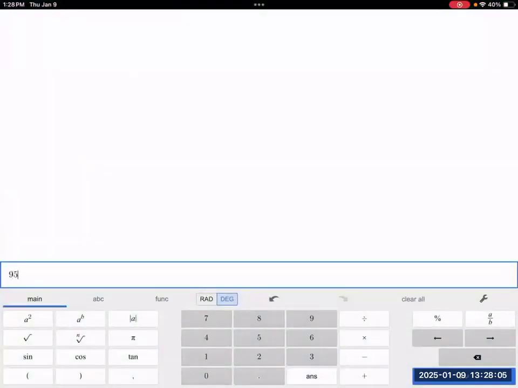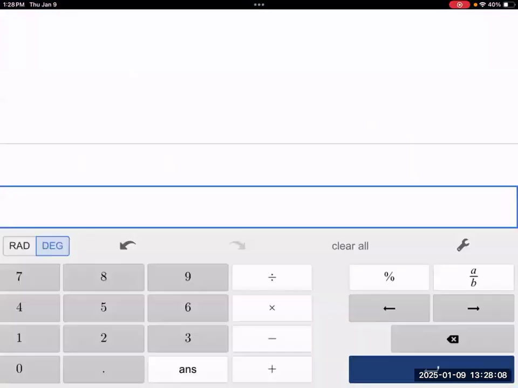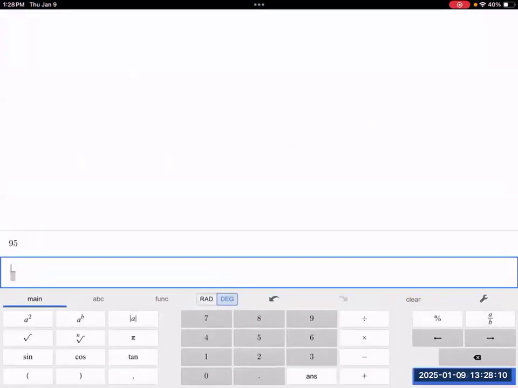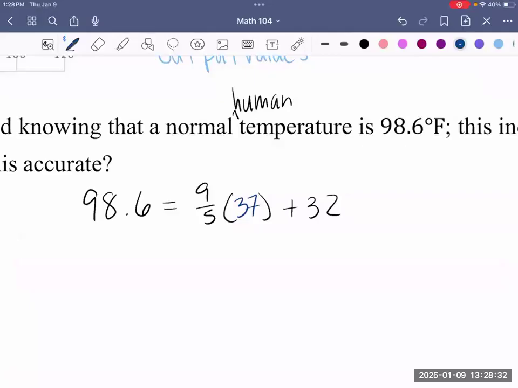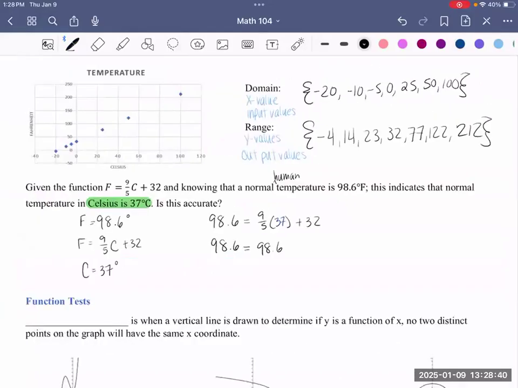So we have 9/5. Oops. There we go. 9/5. You can see how often I work with Desmos, sometimes if it's been a little bit. 37 plus 32. So we get 98.6. Is that the value we are trying to match? Yes. So it came out to be 98.6. So is this an accurate function to represent your data? Again, yes, it is. It is accurate.